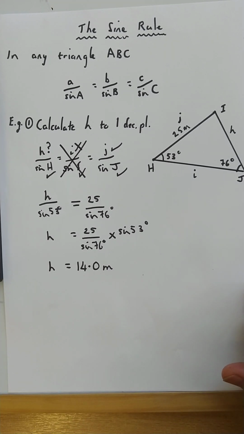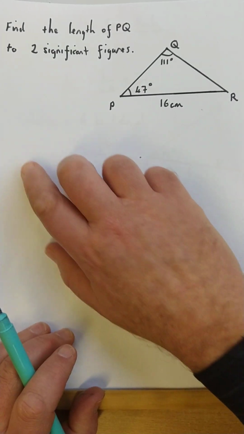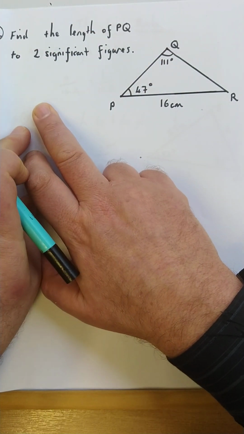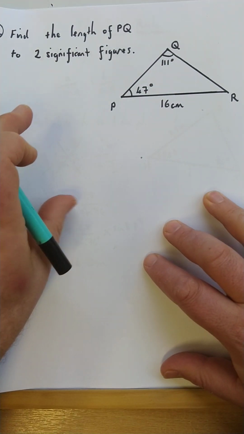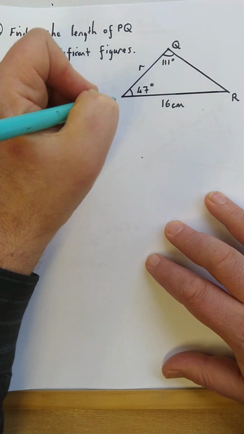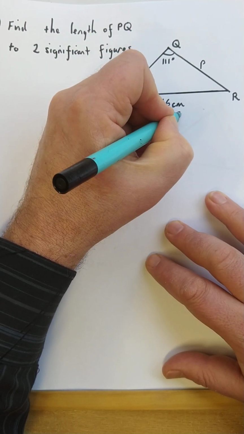Let me show you the process one more time. I'll just go through exactly the same steps. So on this question, find the length of PQ, this side here, to two significant figures. Again, I'll mark on the information I know. This is small r, opposite angle r. This would be small p, and my 16 centimeters will be small q.